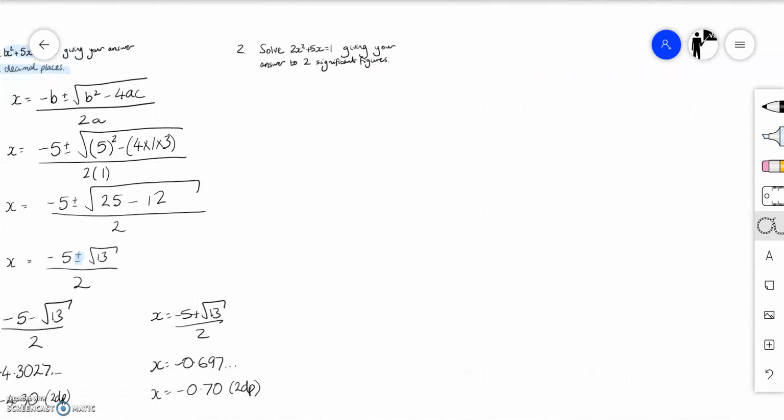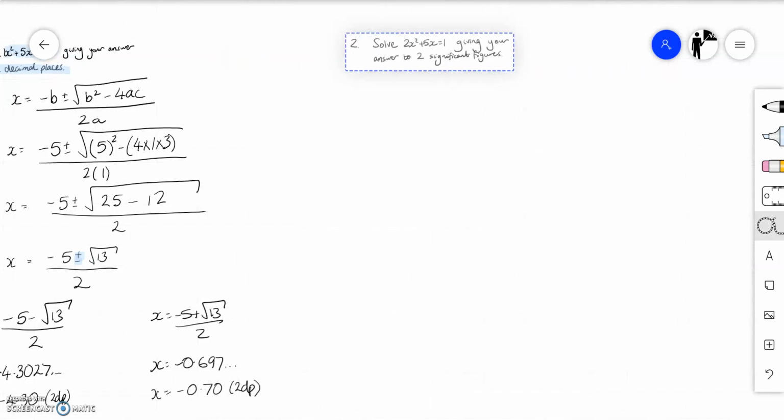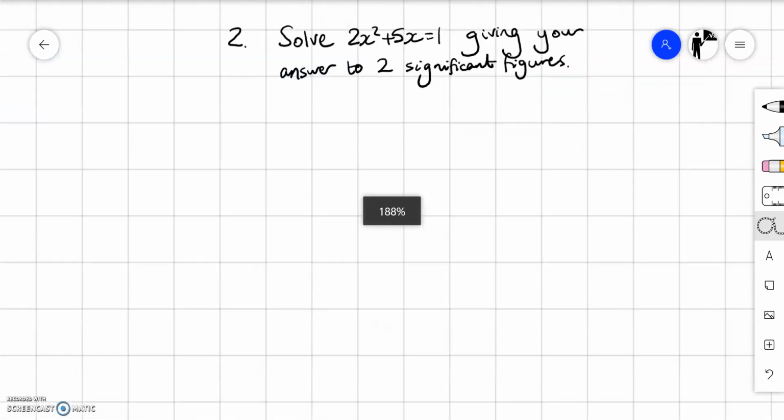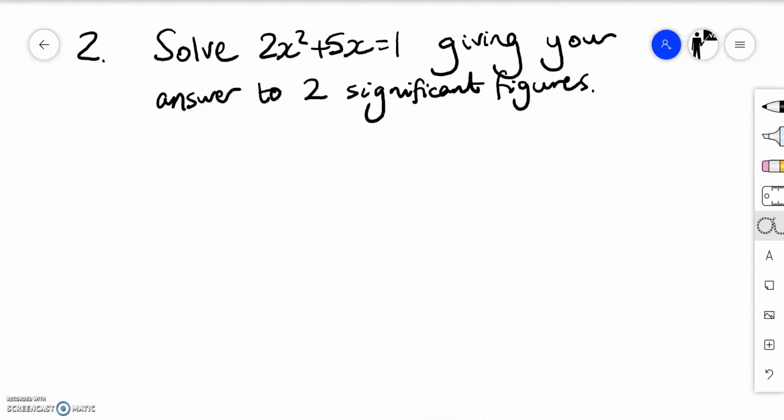I'm just going to move this over a little bit. There we go. Solve 2x squared plus 5x equals 1, giving your answer to two significant figures.